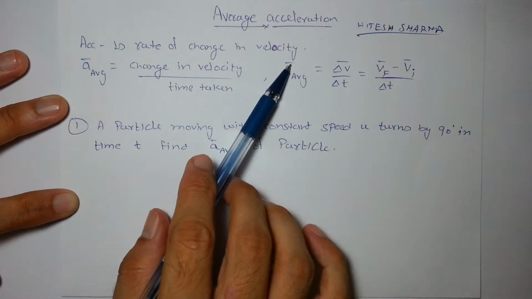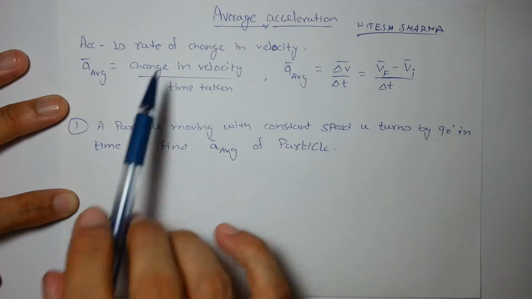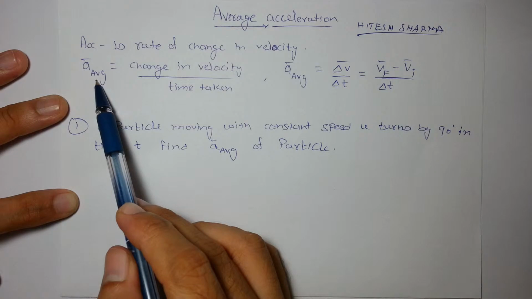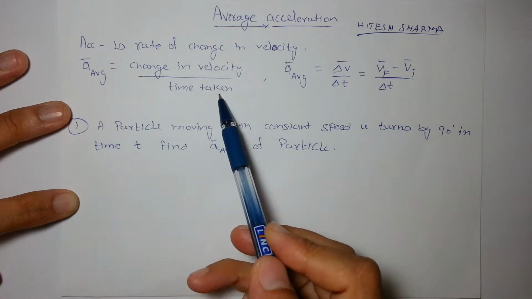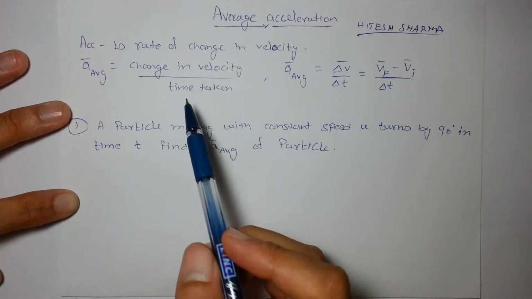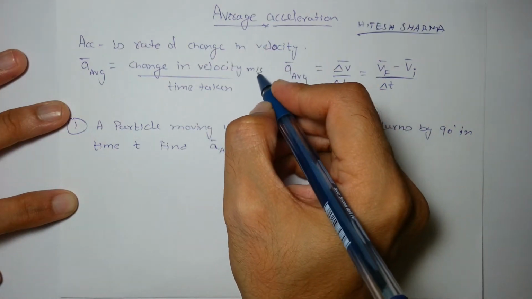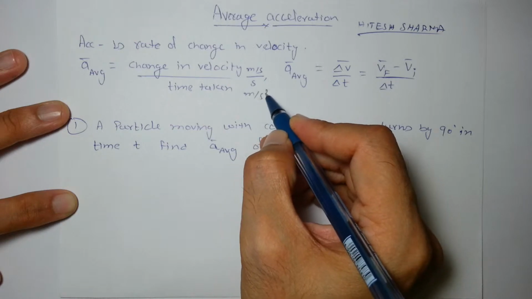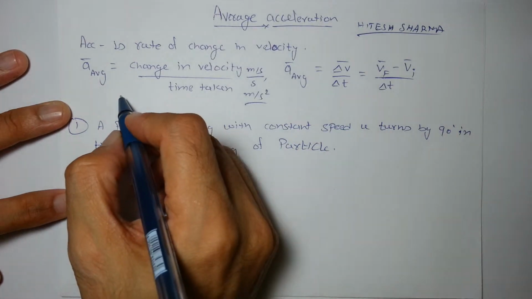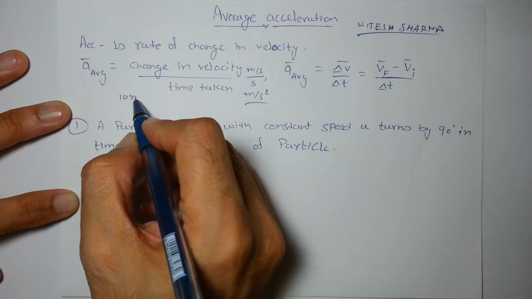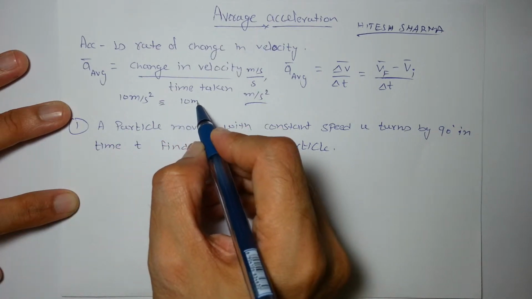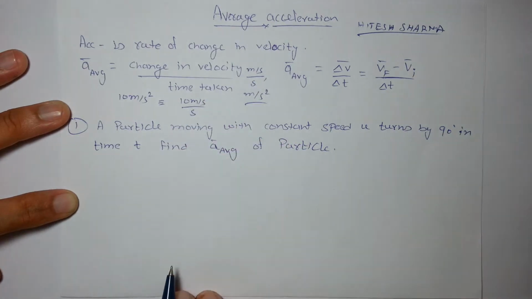Acceleration is basically the rate of change in velocity. So average acceleration is change in velocity upon the time it takes. Change in velocity is in meter per second, so the unit is meter per second square. If the average acceleration is 10 meter per second square, we can say the velocity changes by 10 meter per second every second. This is how we should look at acceleration.